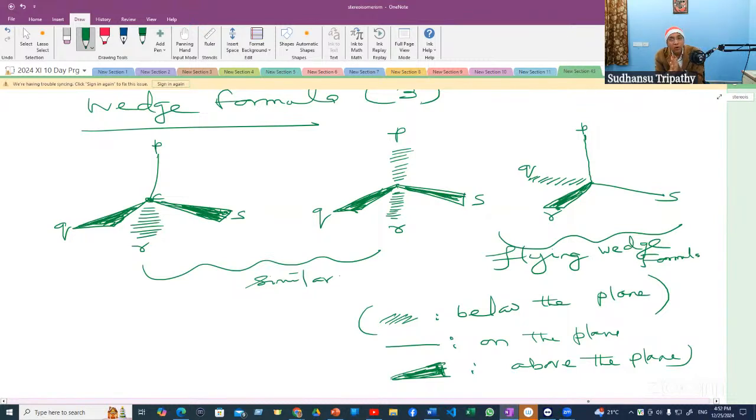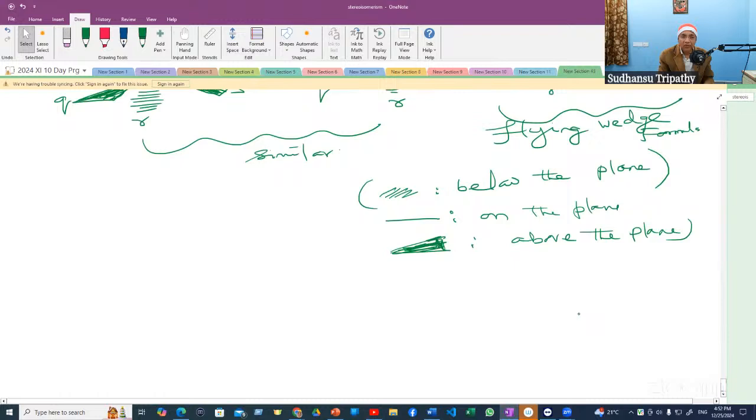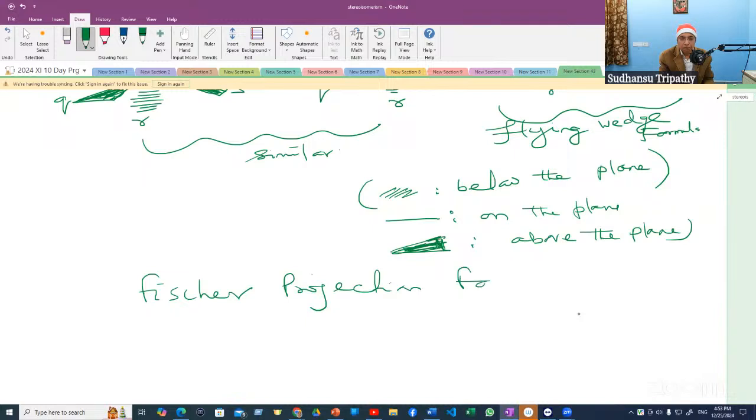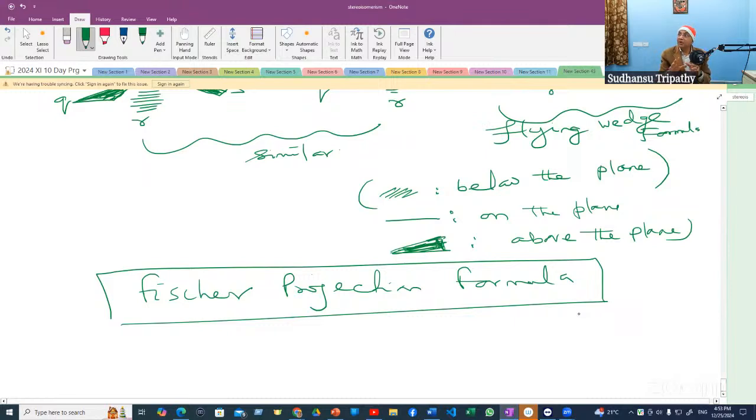Tomorrow we will be knowing what a Fischer formula is. Let me write it down, from here we start: Fischer formula, Fischer projection, that is also a projection formula. We start from here. I will try to put a break. Maybe we can chit-chat about anything other than study. But if I start the Fischer formula, then it will be an endless program.